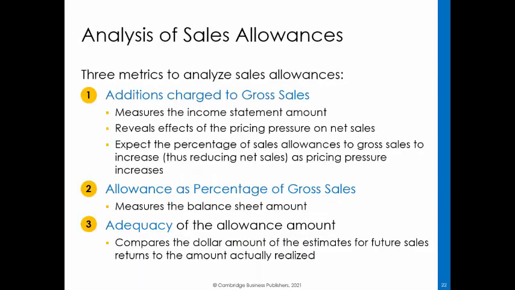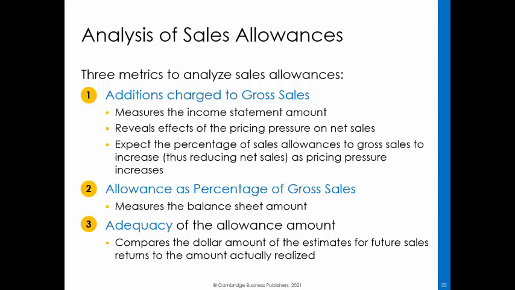The analysis of sales returns and allowances includes the additions charged to net sales compared with gross sales for sales returns and sales discounts. This ratio reveals any effects of the pricing pressure on net sales, and we would expect the percentage of sales allowances to gross sales to increase as pricing pressure increases. Allowance as a percentage of gross sales is another ratio measuring the balance sheet amounts and is analyzed for trends.